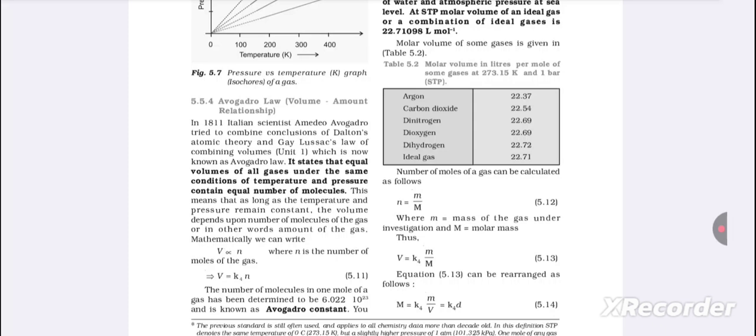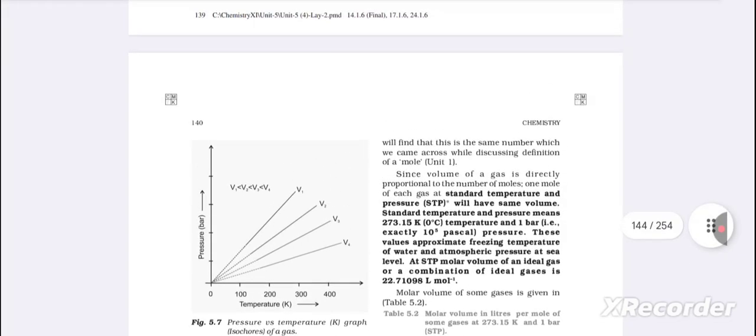Mathematically, we can write V directly proportional to n. n is the number of moles of the gas. V equal to k times n. The number of molecules in 1 mole of a gas has been determined to be 6.02 × 10^23 and is known as the Avogadro constant. You will find that this is the same number which we came across while discussing the mole definition.